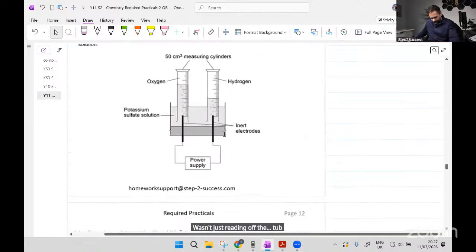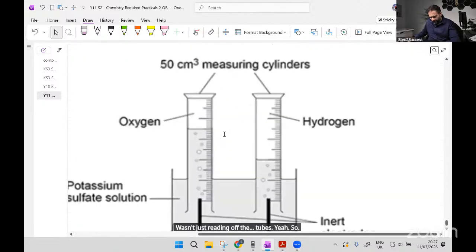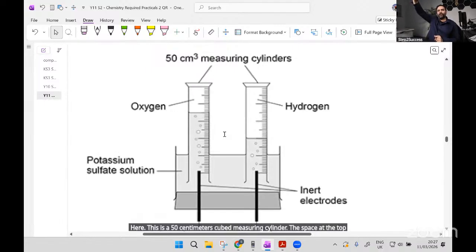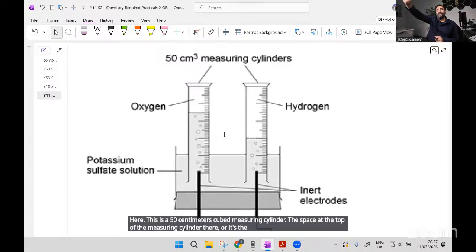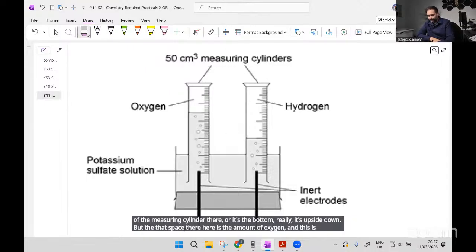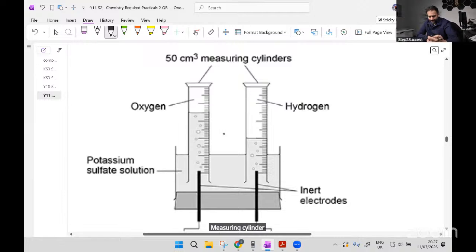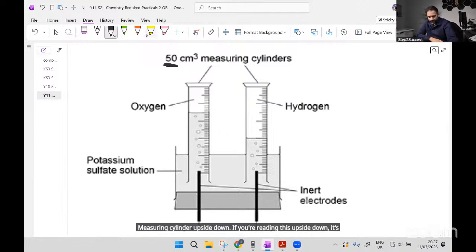Yeah. So here, this is a 50 centimeters cubed measuring cylinder. The space at the top of the measuring cylinder there, or it's the bottom really, it's upside down. But that space there is the amount of oxygen, and this is the amount of hydrogen. So what you have to do here is read the measuring cylinder upside down. If you're reading this upside down, it's a 50 centimeters cubed measuring cylinder.